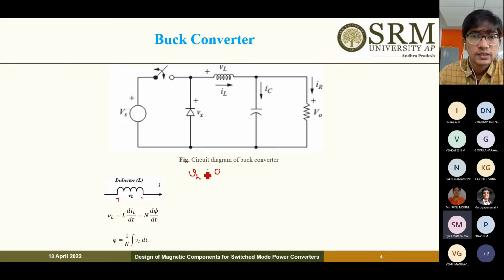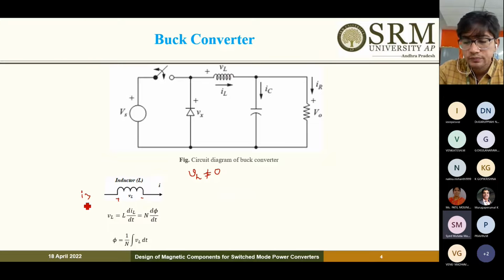So the core will saturate. If the core saturates, there is no role of the inductor at that point. It will act as a resistor, right? Therefore, we need to take care that the average voltage across the inductor should be equal to 0 under steady state operating condition. That is one important parameter.